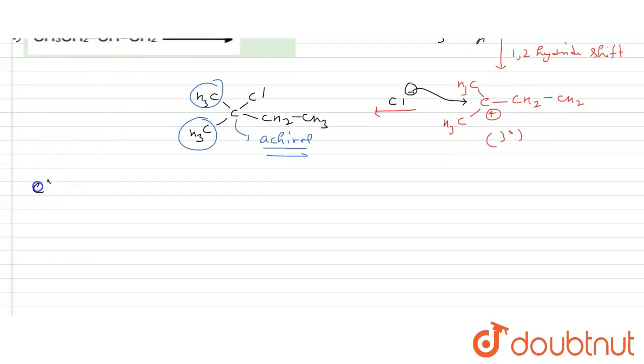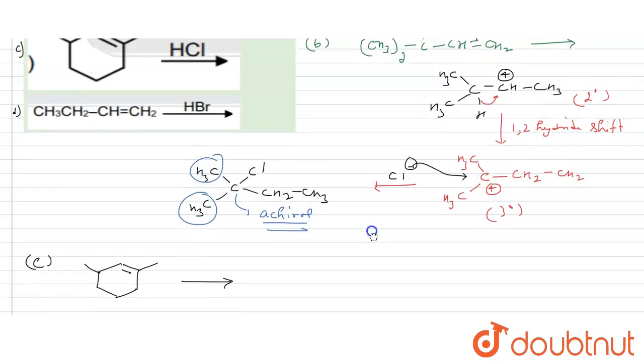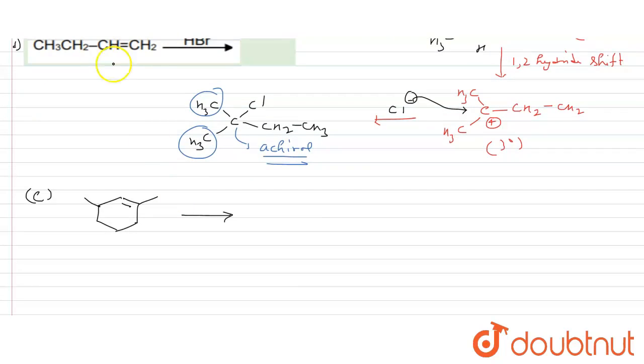So if I talk about reaction C, the reactant is like this. This is our cyclohexane ring, and this is a double bond here, and this is a methyl group, and this is a methyl group. When we react this reagent with HCl, there is a formation of a carbocation, and a tertiary carbocation will form here.